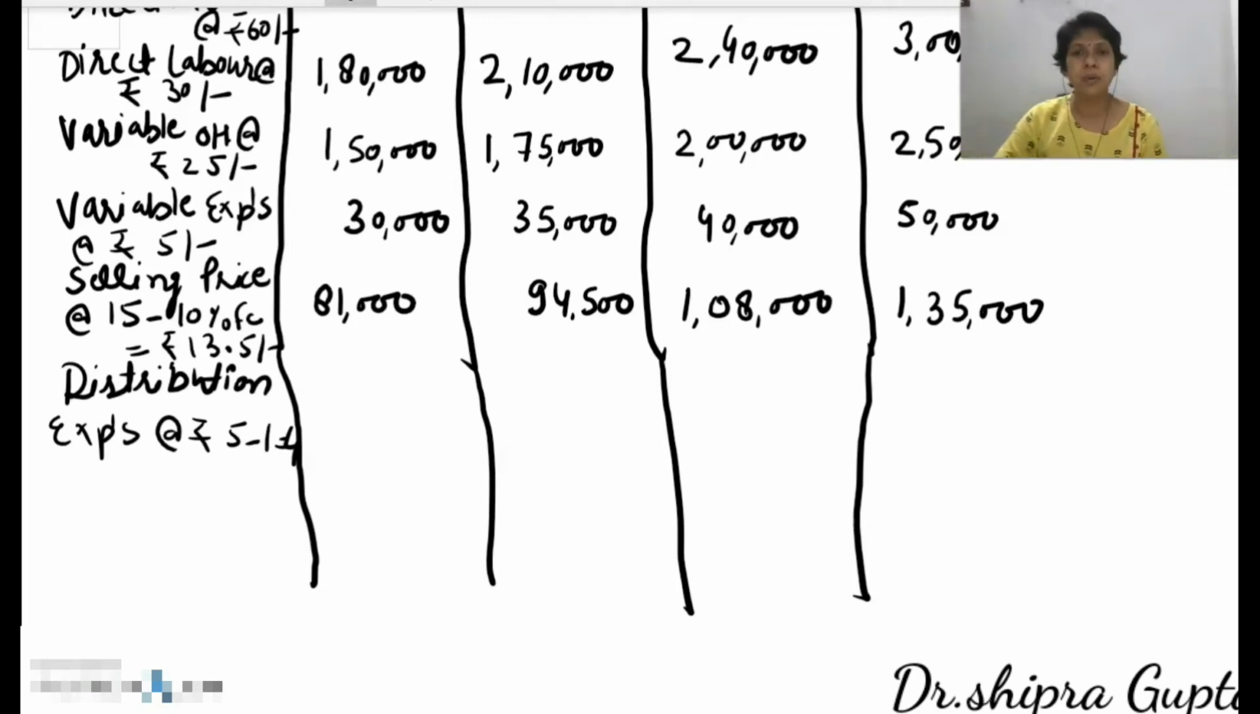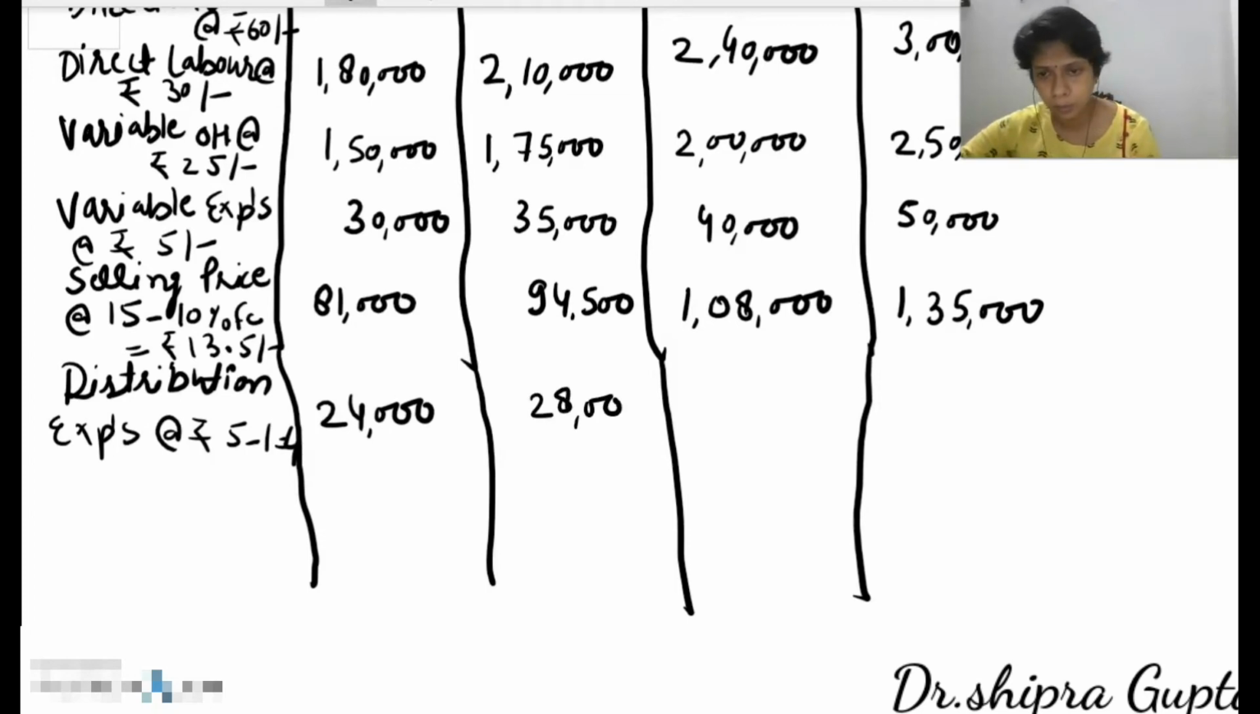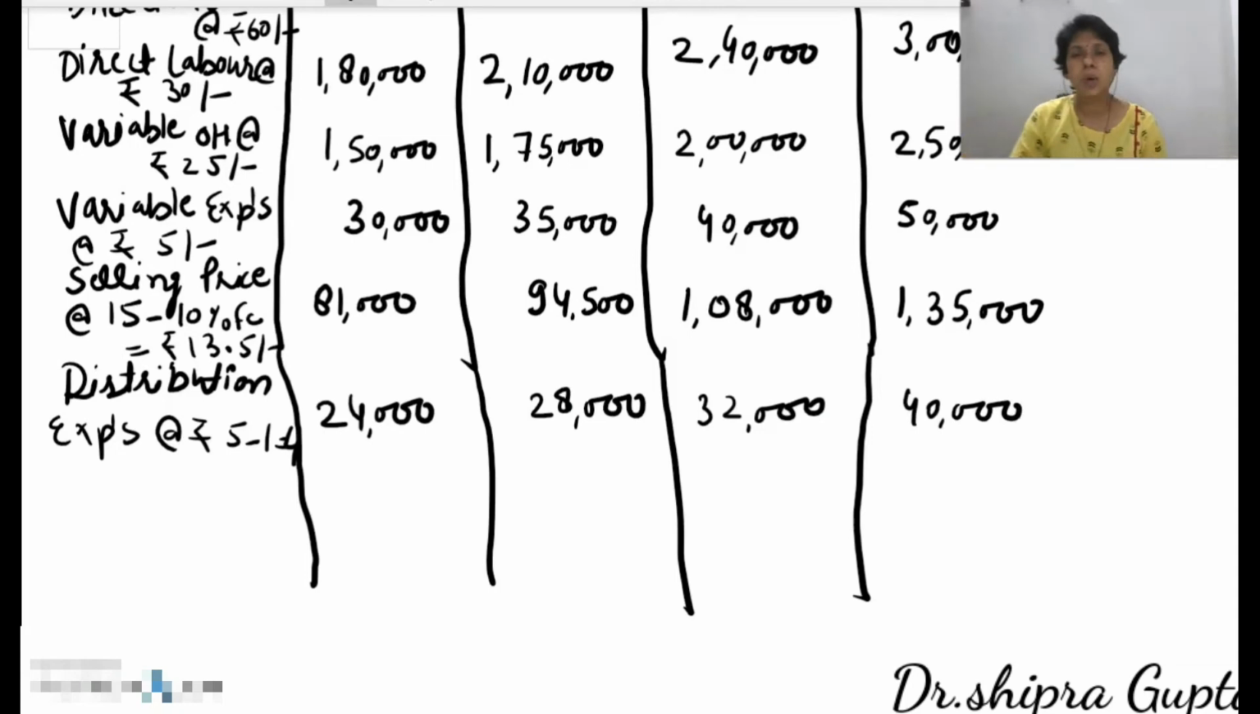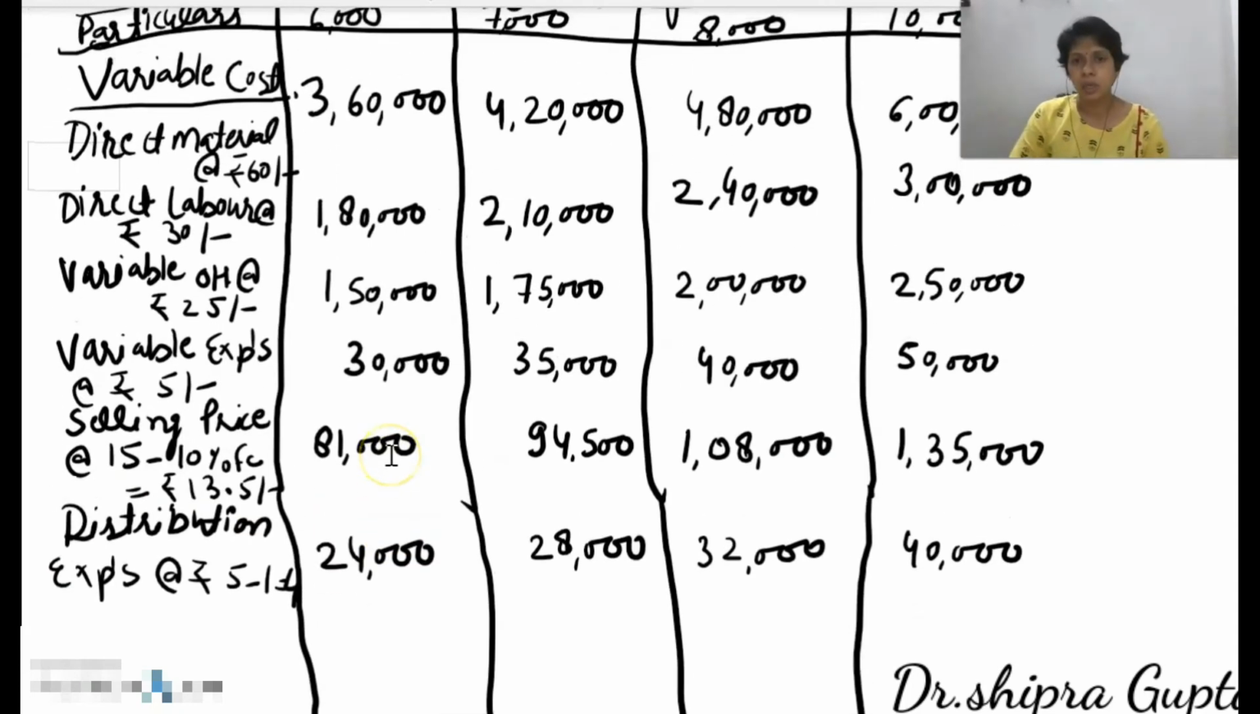We will multiply 4 for different units. 4 multiply 6,000, then we will get the sum of 24,000. Then 4 multiply 7,000, then we will get 28,000. Then 4 multiply 8,000, then we will get 32,000, and then 4 multiply 10,000, we will get 40,000 rupees. These all items are of the nature of variable.